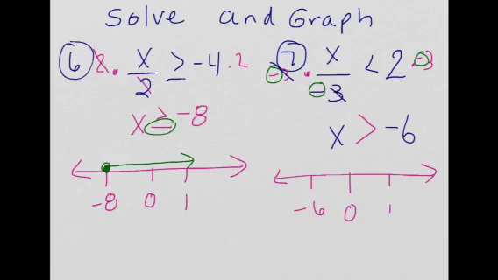There is no equal to, so it's going to be an open circle, and the numbers that are greater than -6 are also going to be to the right.